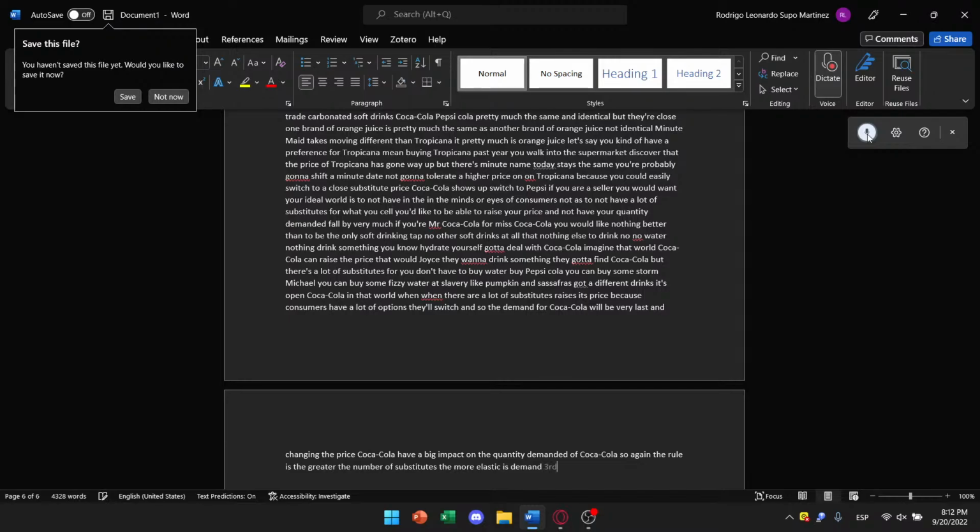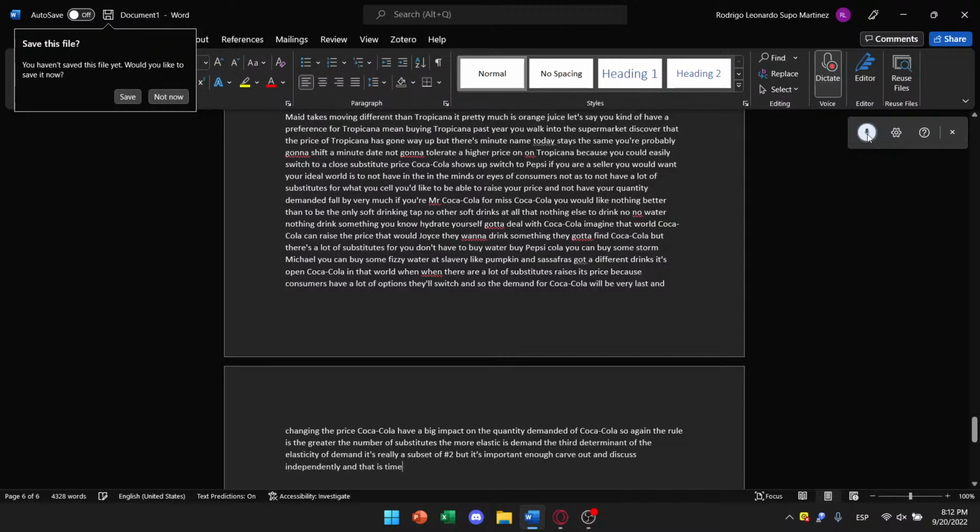The third determinant of the elasticity of demand, it's really a subset of number 2, but it's important enough to carve out and discuss independently. And that is time. T-I-M-E. Not, as one student thought many, many years ago, the verb, T-H-Y-M-E. Time. It's a true story, by the way. Why is time a determinant of elasticity? Time. And the rule is the following.